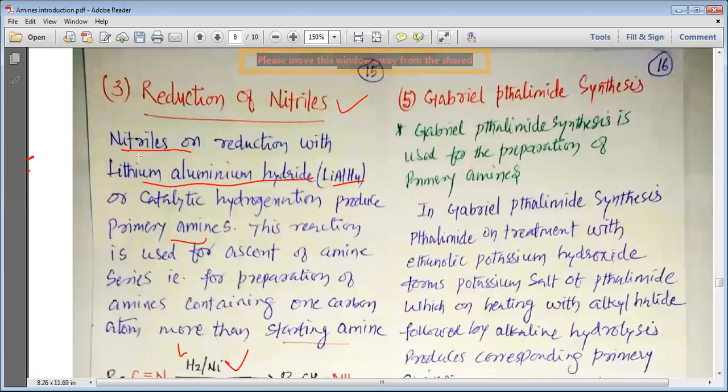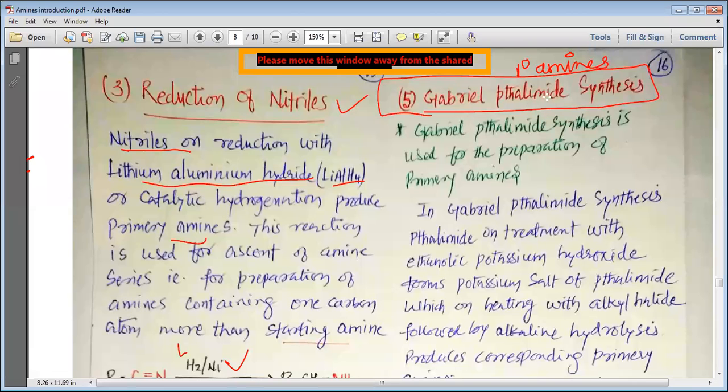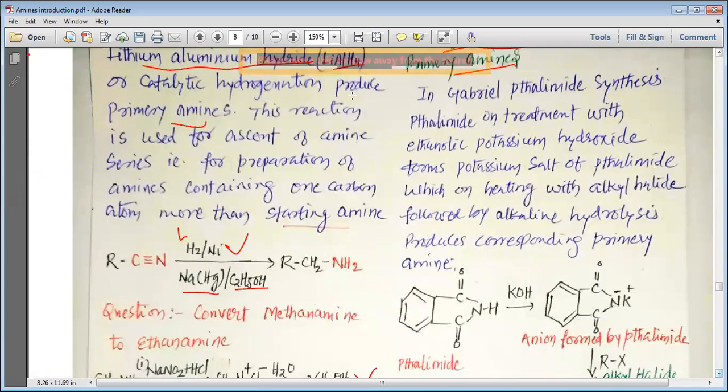Now, my dear students, we are going to study a very important reaction for the preparation of primary amines. This method is used greatly, but it is used only for the preparation of primary amines. This method is known as the Gabriel phthalimide synthesis. Gabriel phthalimide synthesis is used for the preparation of primary amines.